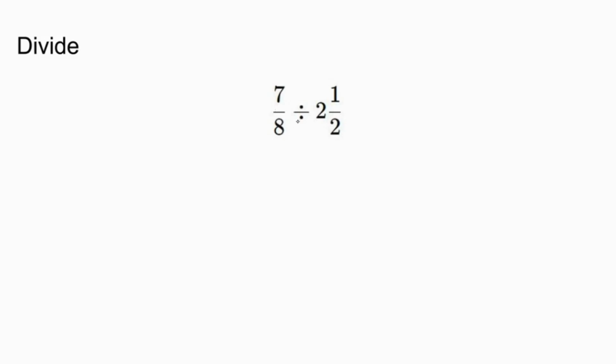Divide 7 over 8 divided by 2 and 1/2. Whenever dividing a fraction by a mixed number, the first thing you're going to want to do is turn that mixed number into an improper fraction. How do I do that?